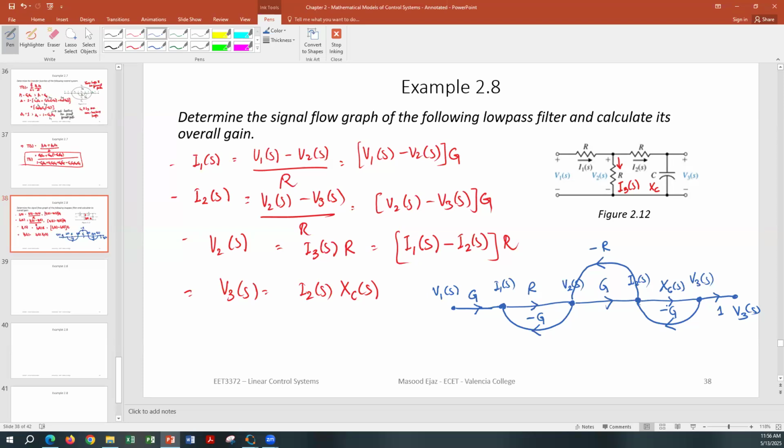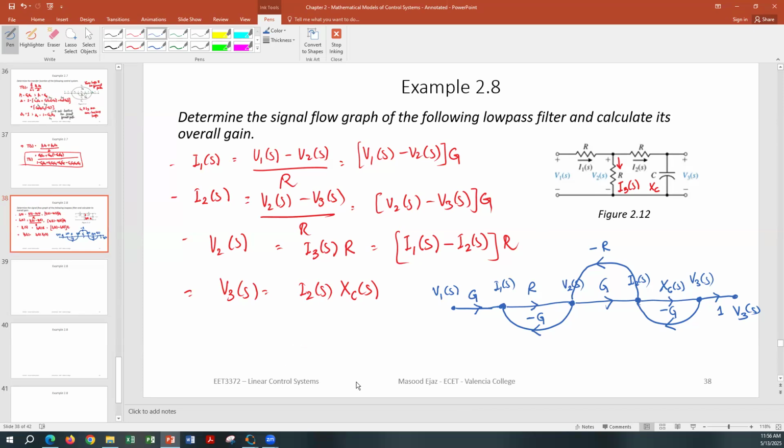So now we have the signal flow graph, and now we can apply Mason's gain formula on this signal flow graph to get V3 over V1, the total transfer function of this circuit. Of course, we can solve the circuit and find it. The circuit solution is easy, of course. But let's go ahead and do that.